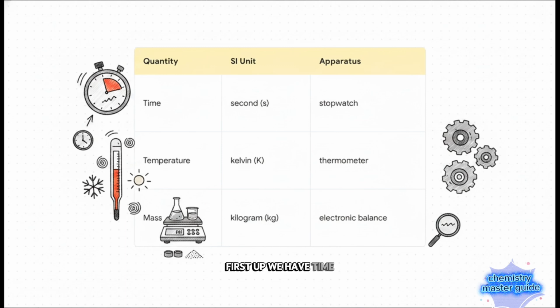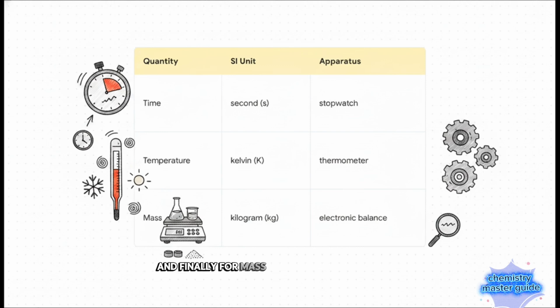First up, we have time. The SI unit here is the second, and we measure it using a stopwatch. Now, what's really cool is that a modern digital stopwatch gives us a tiny uncertainty of just 0.01 seconds. That is incredibly precise. Then we have temperature. Technically, the SI unit is the Kelvin, and we measure it using a thermometer. Standard lab thermometers, the ones you usually see, have an uncertainty of about 0.5 degrees Celsius.